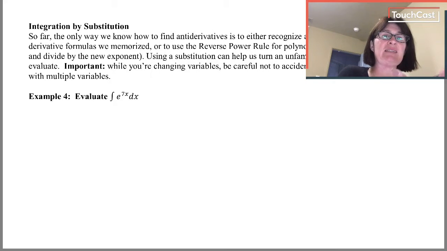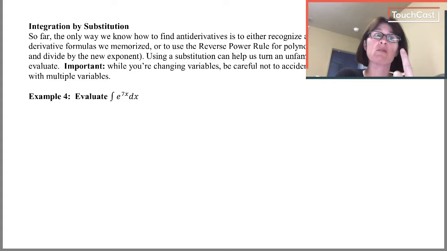Right now, I see evaluate the integral of e to the 7x dx. That integral only has one variable. I don't know the antiderivative off the top of my head, though. So I'm going to go through a process where I'm going to change the variable using a substitution. And I'm going to make sure that at the end, I don't try to finish my problem with 2 variables left inside the integral. I'm going to have to make sure I get down to 1 variable before I try to find an antiderivative. So here's our process.